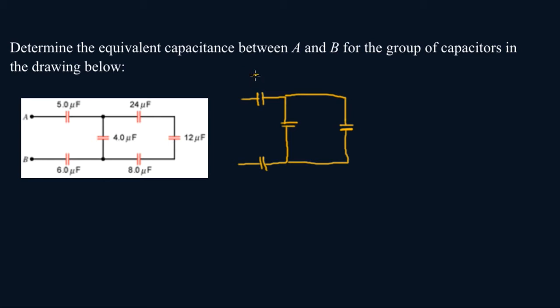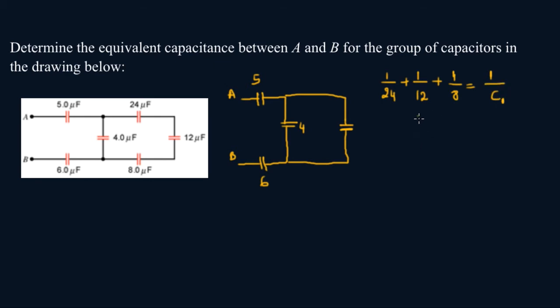So this still remains 5. That remains 5. So this is still your 4 microfarad, of course, and then this is still 6, and this is still between A and B. Alright, so this total right here would be 1 over 24 plus 1 over 12 plus 1 over 8. This would be 1 over, let's call it C1 maybe.